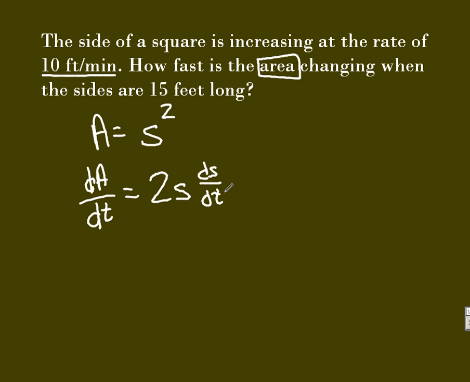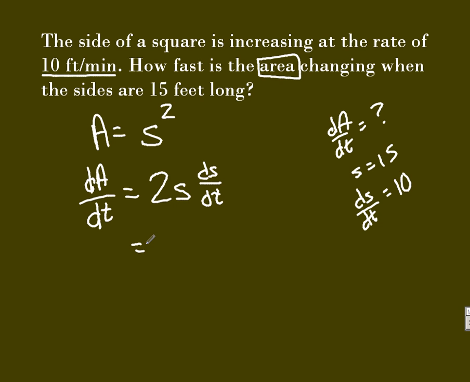Okay? Again, what do we know? Well, we want to know how fast is the area changing. We want to know dA dt. What does it equal? We know that the sides here are 15 feet long, and the side of a square is increasing at 10 feet per minute. It means that the change in s, the change in the side length, is changing at 10 per minute. So those are what we are going to plug in.